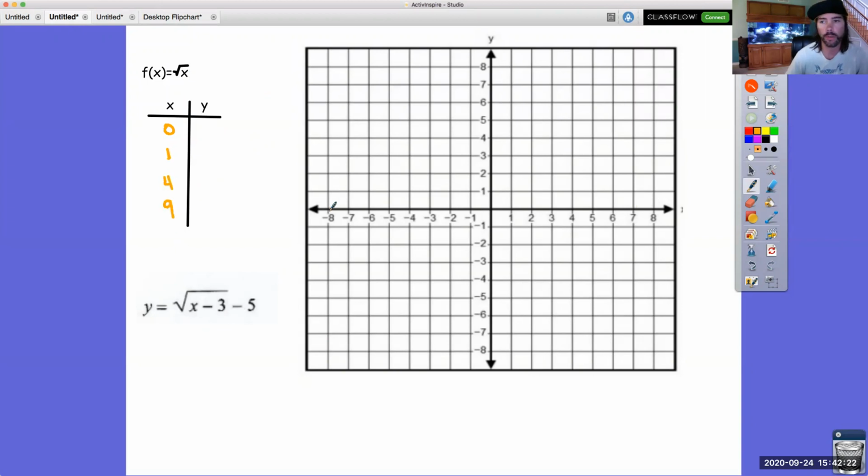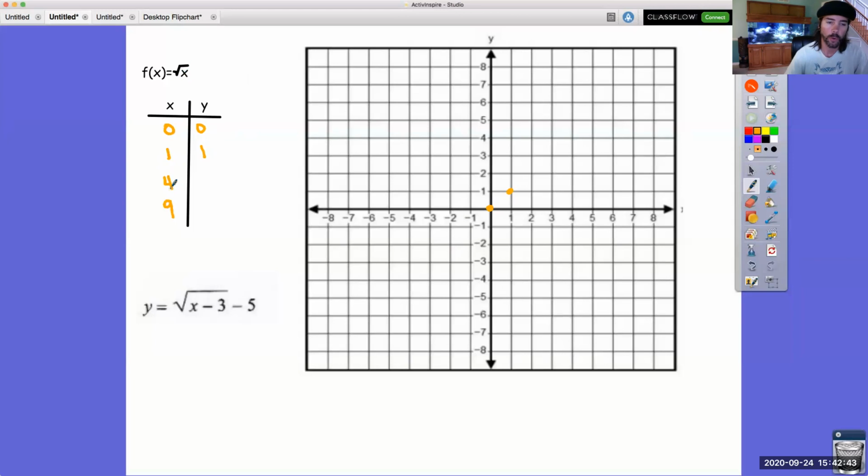And the reason why I chose them is because when I plug a 0 in for x, the square root of 0 is 0, and then I can plot that point. It lands at a nice whole number on the grid. When I plug in a 1, square root of 1 is 1. So I go over 1, up 1, x comma y, x first, y second.